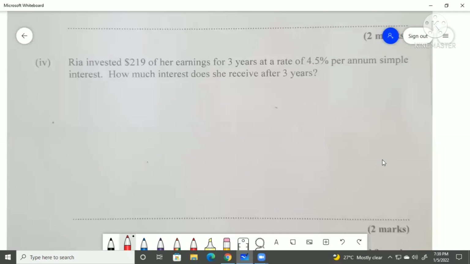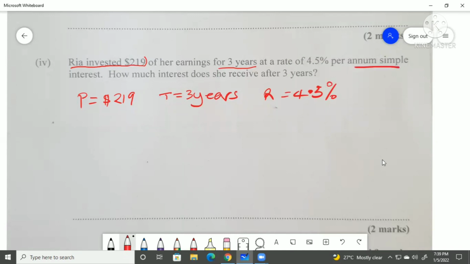So this last question that we're doing now, it says, Rhea invested $219. That is what we call our principal, the money invested. So $219 was invested for 3 years, so the time was 3 years, at a rate of 4.5% per annum. Simple interest. That's what we're dealing with. As the question said, how much interest does she receive after 3 years?